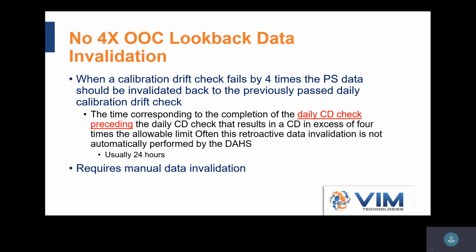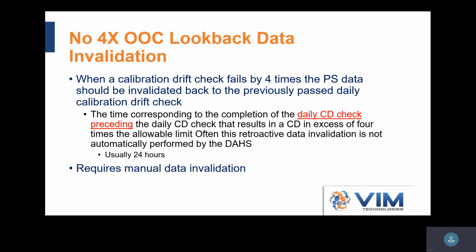There's another pass-fail criterion. If you exceed 4 times the performance spec, and this black text is from the reg, it says the time corresponding to the completion of the daily calibration drift check preceding the check that results in a calibration drift in excess of 4 times the allowable limit. So what that means is, we'll take NOx again. If you do your daily calibration drift check and the result of that drift is greater than 10%, data is invalidated all the way back to the previously passed calibration drift check.